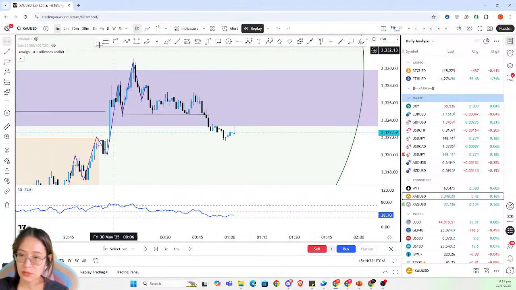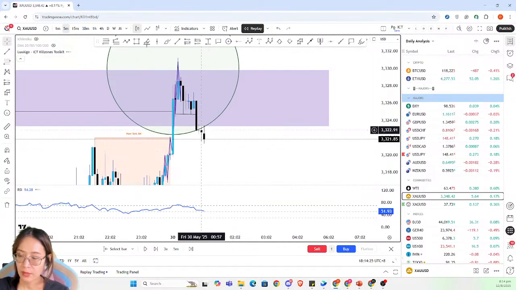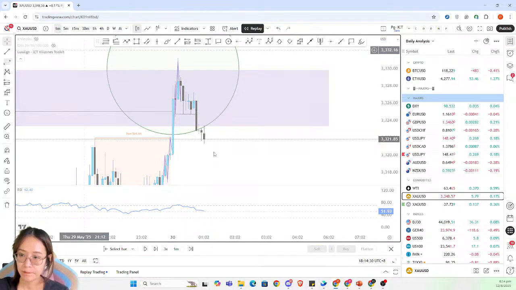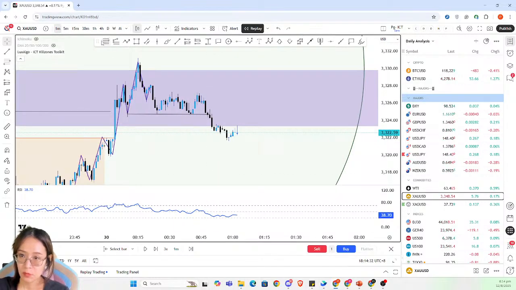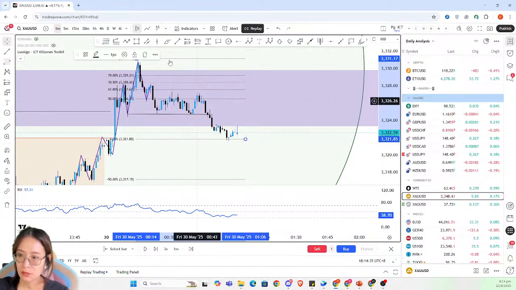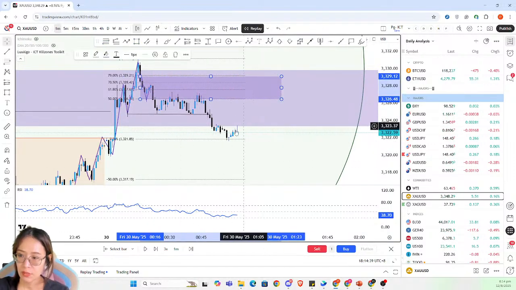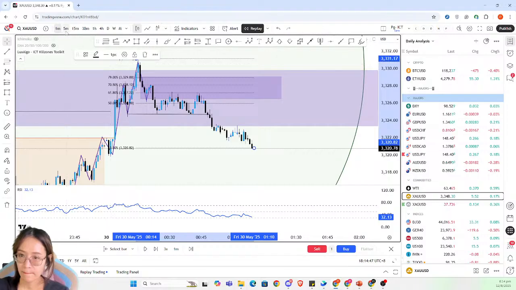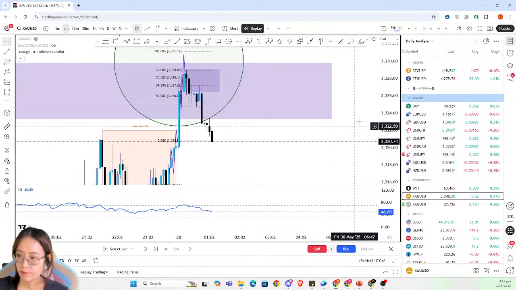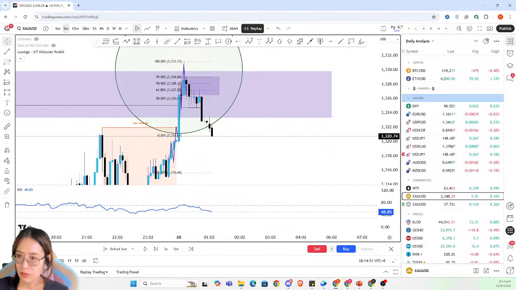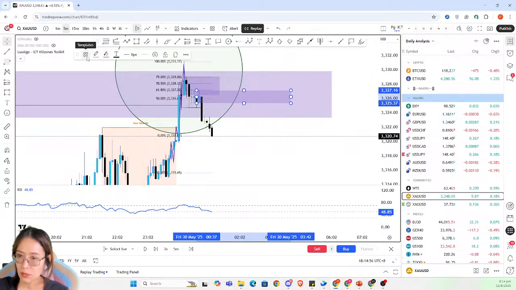Now they start to make the pullback. Let me see. I saw the order block here. You would pick here, and my OTE should be somewhere around here. If they're gonna go above from this level, they go lower here. Okay, and I saw that has another OB in the lower time frame.